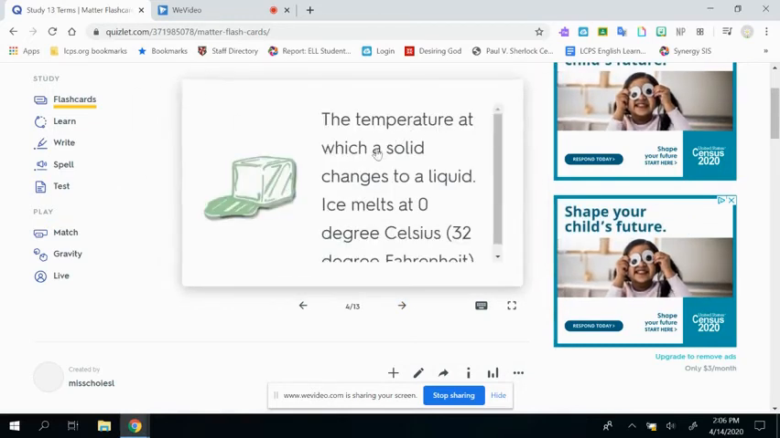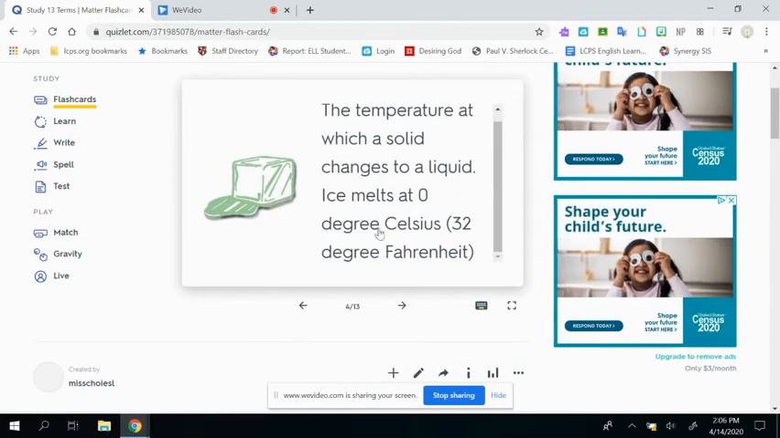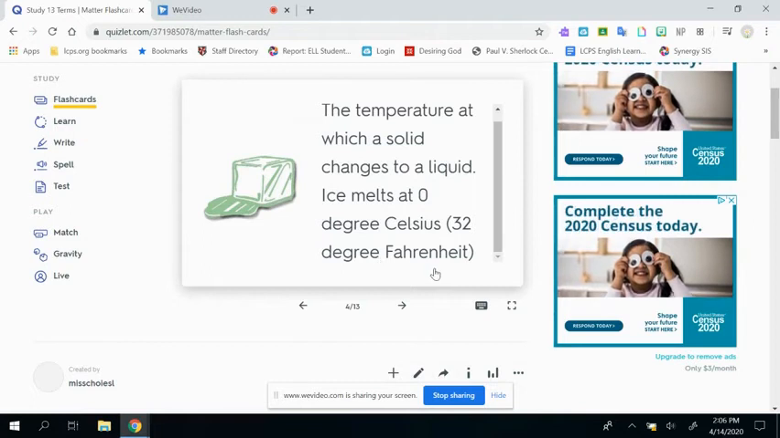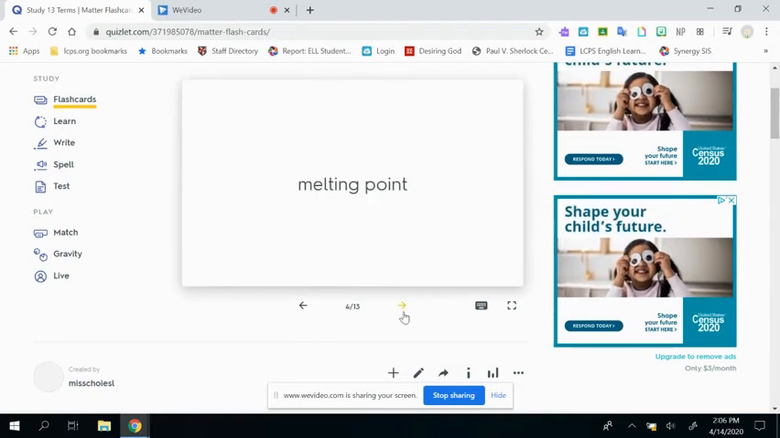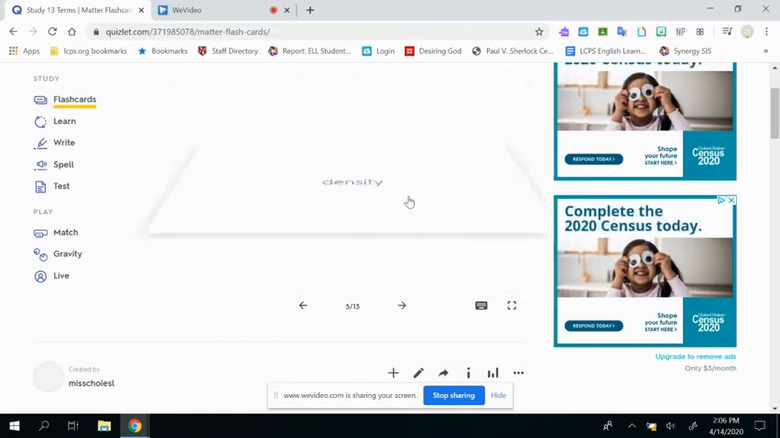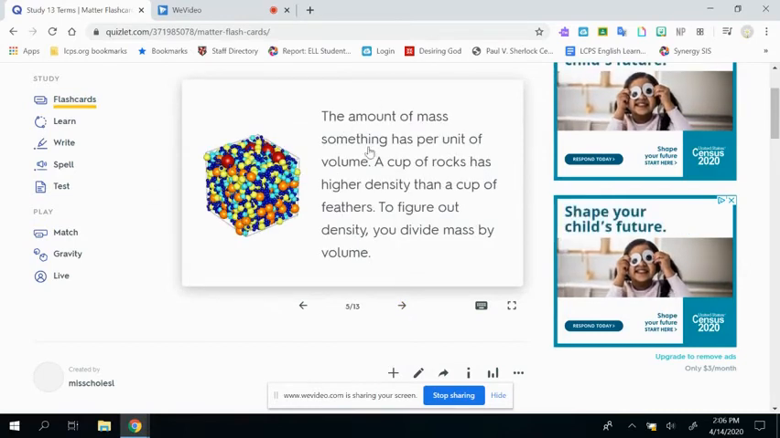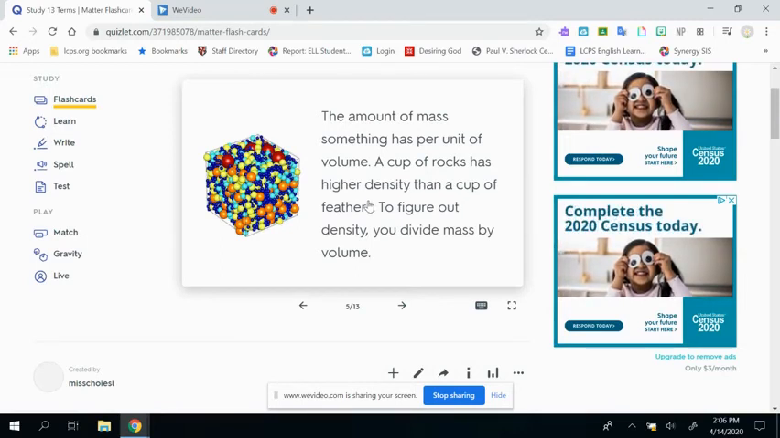Melting point is the temperature at which a solid changes to a liquid. Ice melts at 0 degrees Celsius or 32 degrees Fahrenheit. Density is the amount of mass something has per unit of volume. A cup of rocks has a higher density than a cup of feathers. To figure out density, you must divide mass by volume. So pretty much this is saying that a cup of rocks weighs a lot more than a cup of feathers. It has more density.